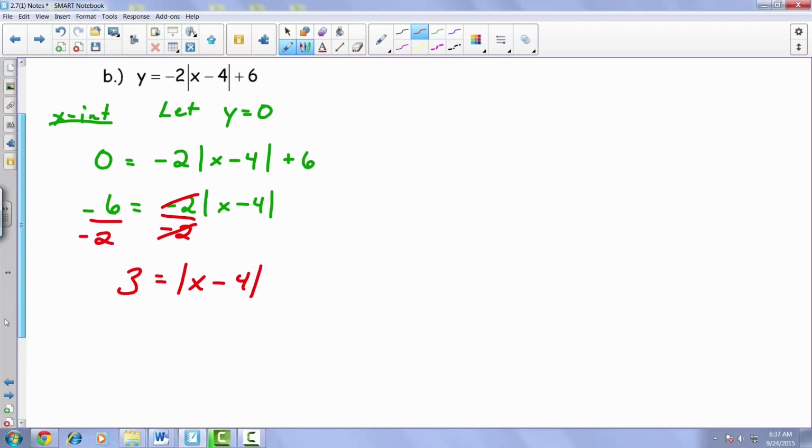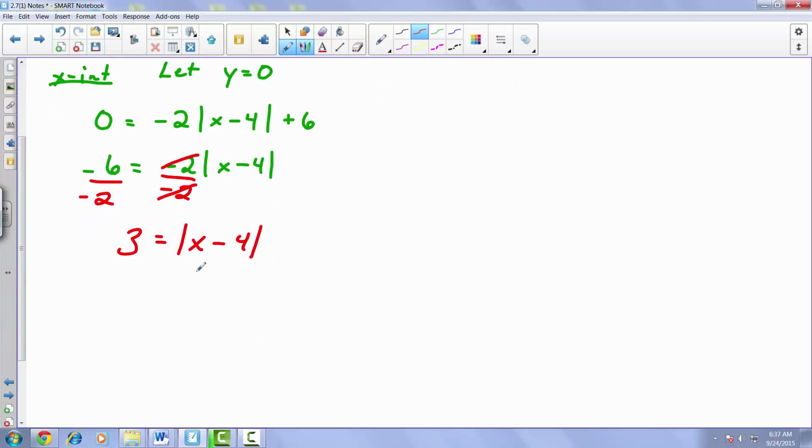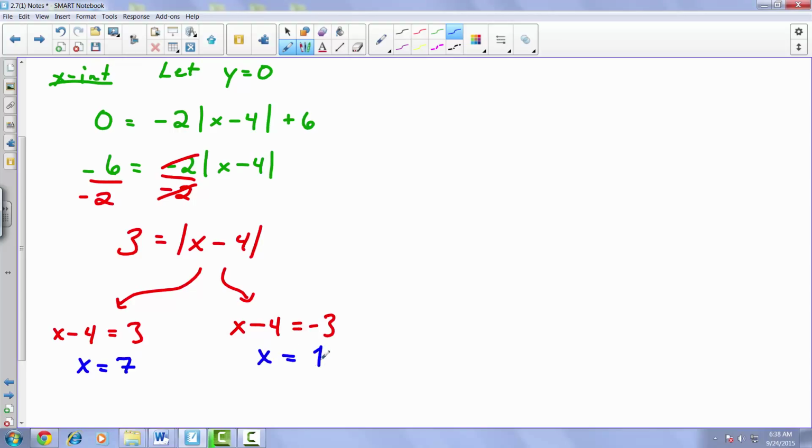Now that our absolute value is isolated, we can go ahead and do our split. So then we end up with x minus 4 is equal to positive 3, and then x minus 4 is equal to negative 3. Going ahead and solving for each one, adding 4 to both sides, x comes out to be 7, and x comes out to be 1.